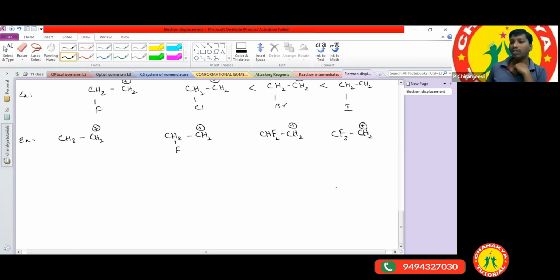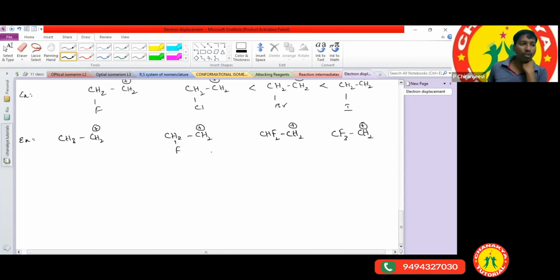So which one is more stable? My question is, which one is the more stable? Ethyl carbocation, fluoroethyl carbocation, difluoroethyl carbocation, trifluoroethyl carbocation.